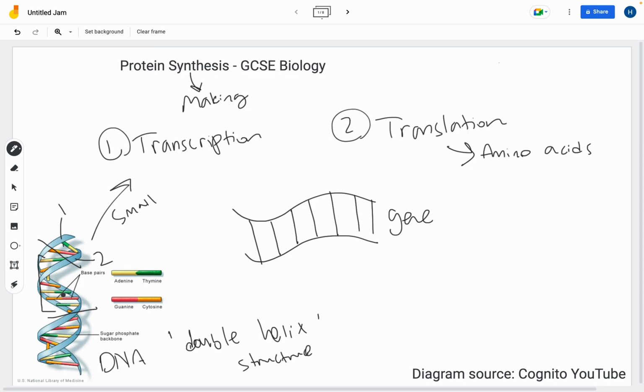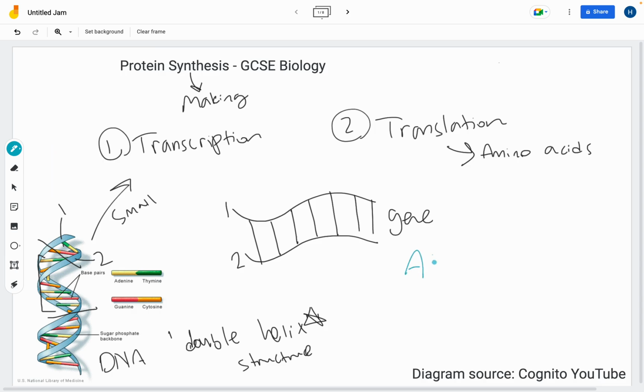So bases are basically the steps of the ladder. If you look at this as a ladder, the bases are basically like the steps joining these two different strands together. So DNA has a double helix structure. This is really important. You do need to know this. Now from here, we're going to have strand 1 and strand 2, right? And in between them, we have bases. Now bases, this is really important. You need to know these bases.